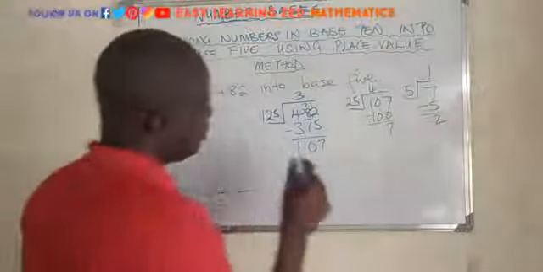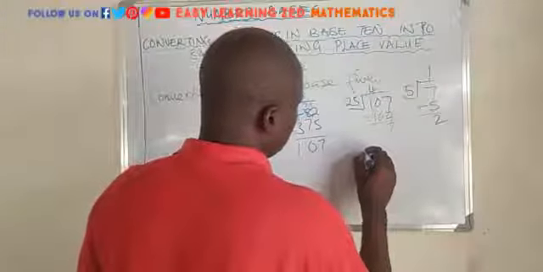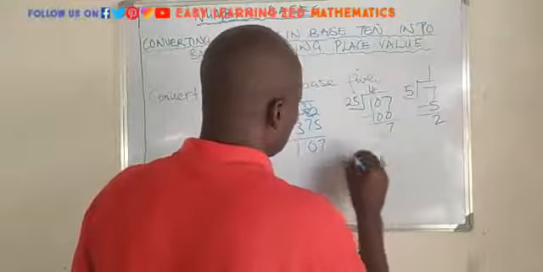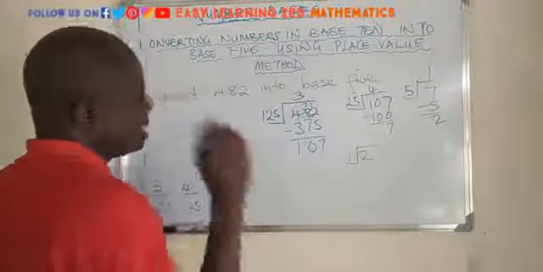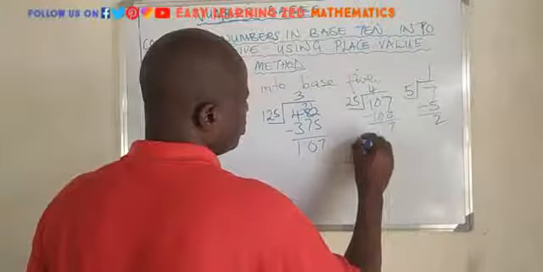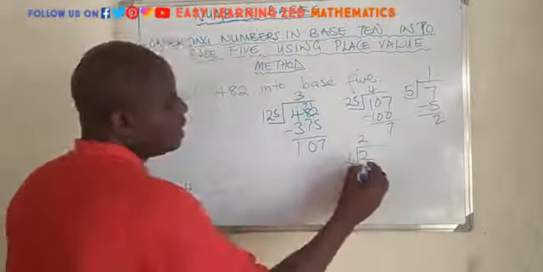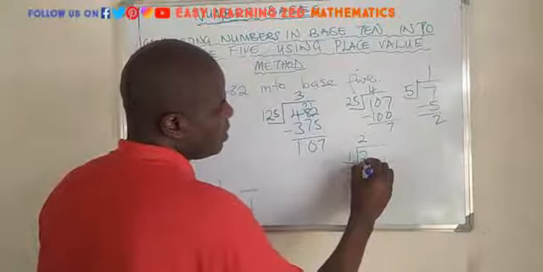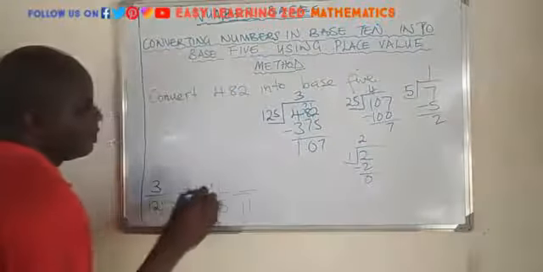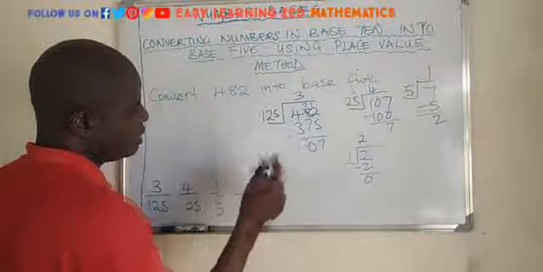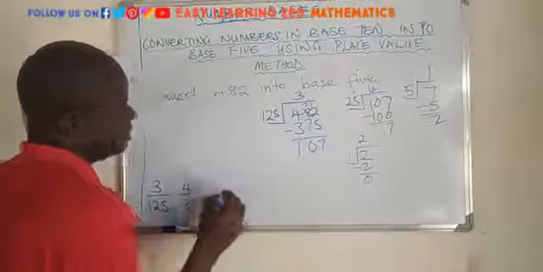Then we say, can 1 go into 2? Yes, so it can go 2 times. 2 times 1 gives us 2, so we subtract and it gives us 0. So how many times can 1 go into 2? We are saying 2 times.